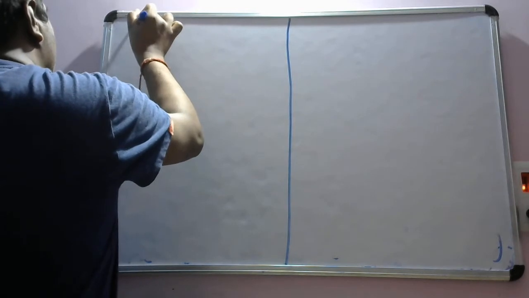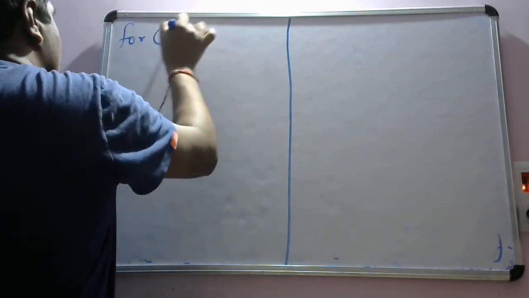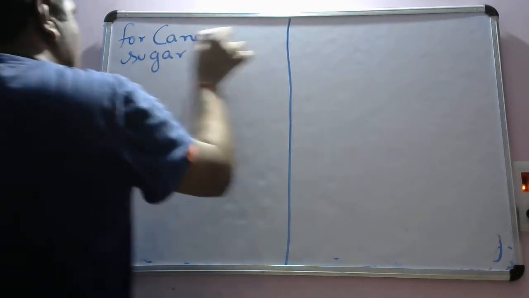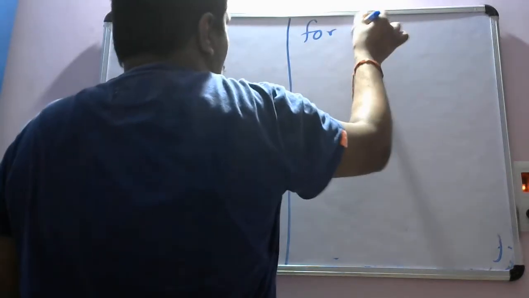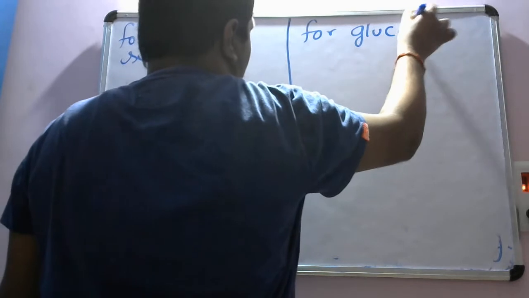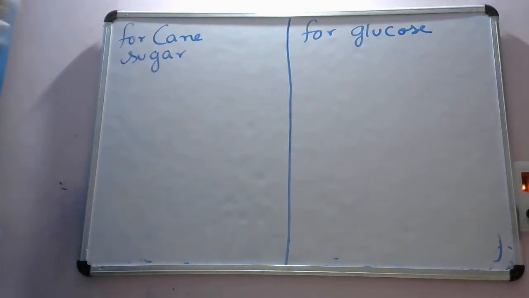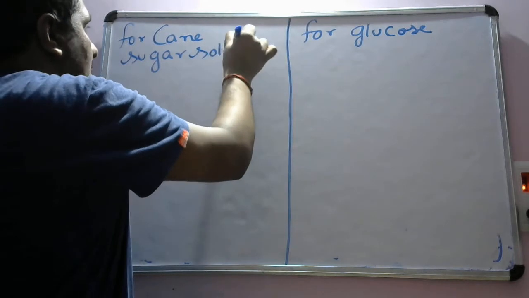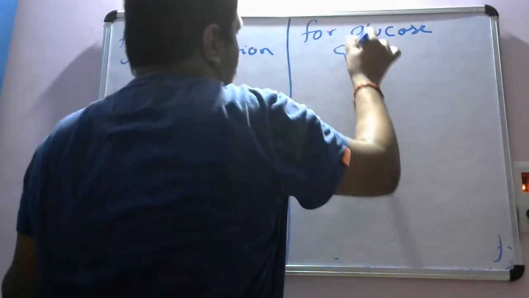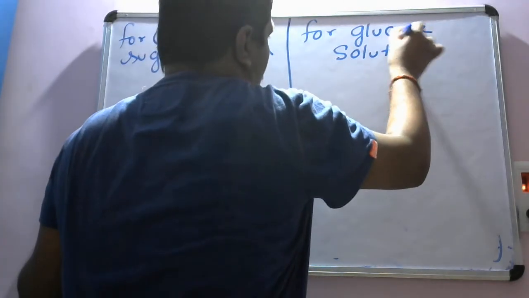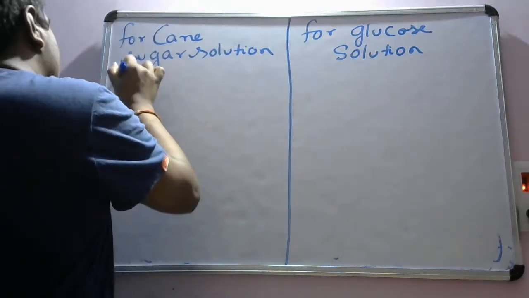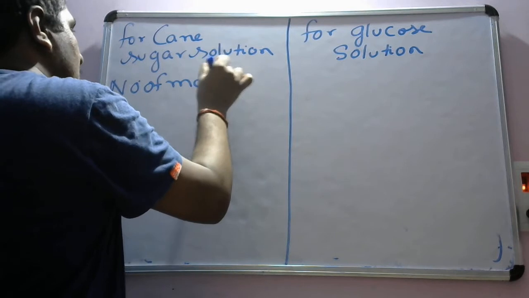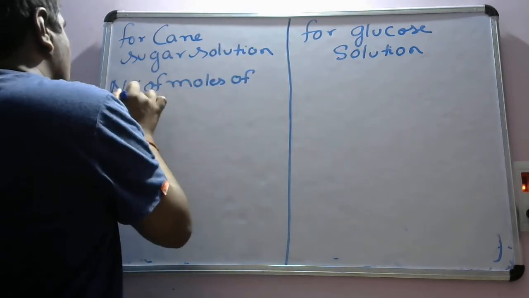The first calculation will be for cane sugar, on the left-hand side, and this side for glucose. For the cane sugar solution and the glucose solution, we are doing the calculations simultaneously. Now let us calculate the number of moles of cane sugar.